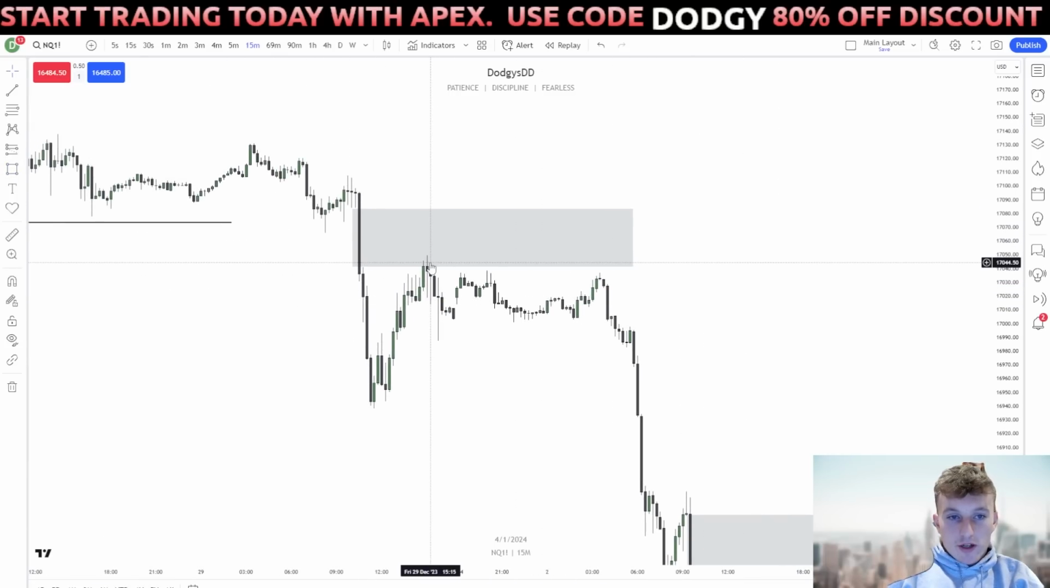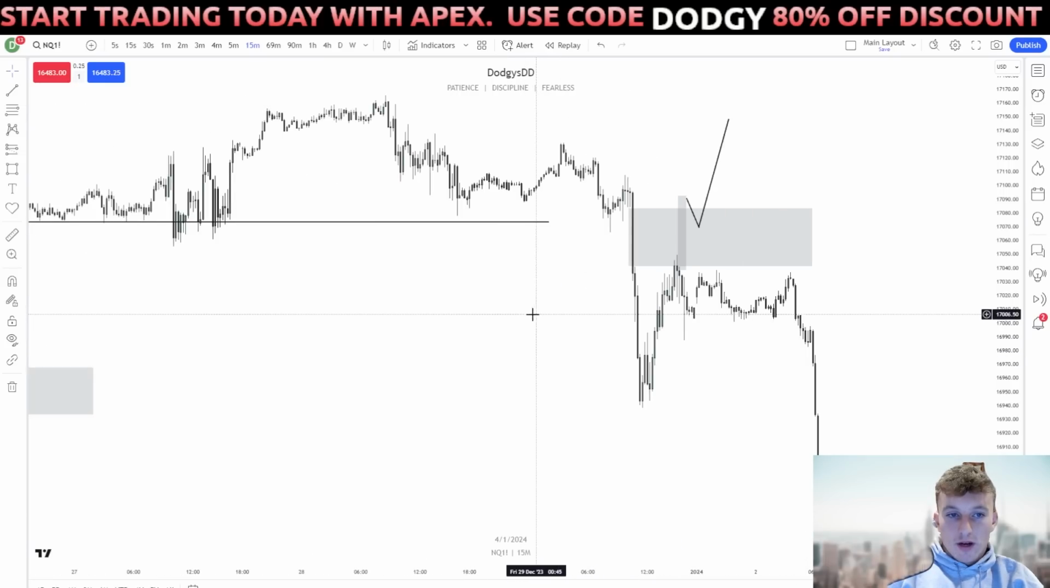Let's say we don't get a short in the lower time frame here. Let's say I go to the 1 minute and I don't see a textbook short setup, and price ends up violating it. Well, then I'll go to the lower time frame and look for a long setup. That's what I'm looking for when we get into these areas, but it's only when we get into these areas. It's not going to be when we're in the middle of nowhere.